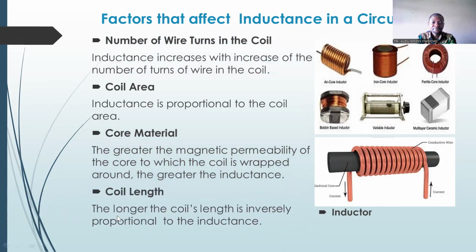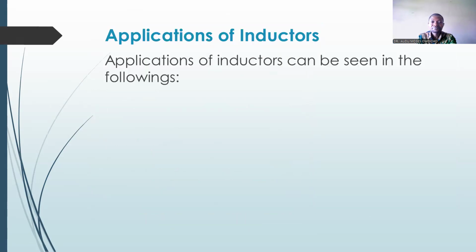Then the coil length. The longer the coil's length, the lower the inductance. So the coil length is inversely proportional to the inductance. As we can see here, these are inductors of different sizes and shapes. As we can see, the coil is not all that long, because the longer the coil, the lower the inductance. So these are the factors that affect inductance in the circuit.